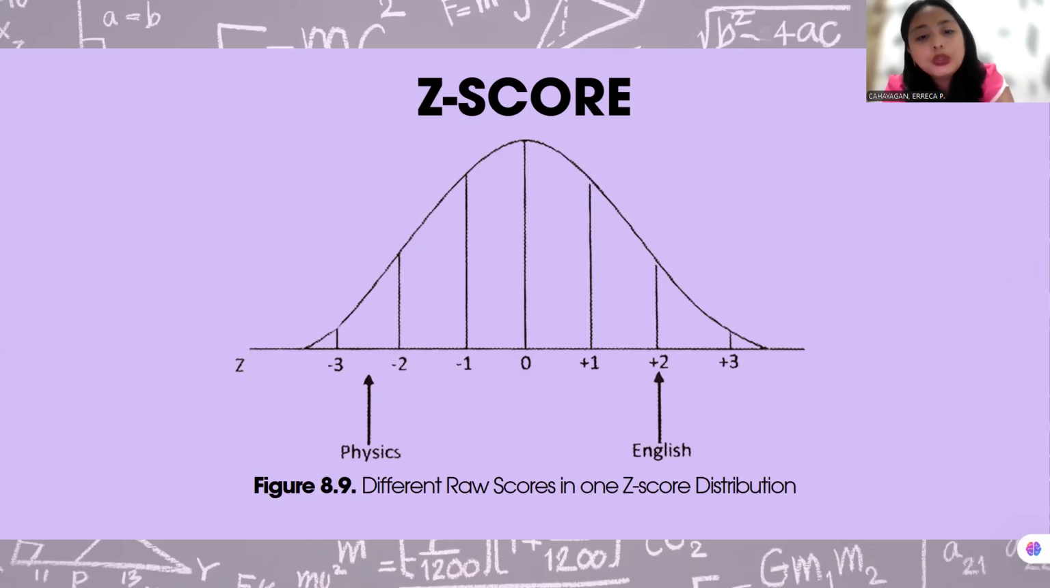This is figure 8.9, different raw scores in one z-score distribution. We can see the difference between the scores. If it is positive, that means you got higher than the average, while if you get a negative, that means you got lower than the average.